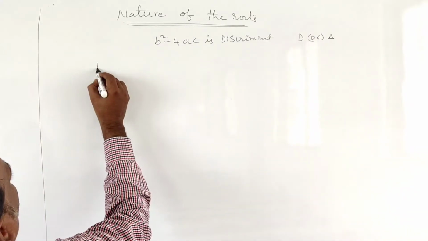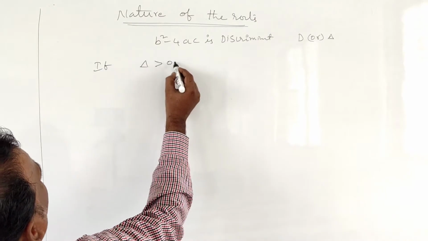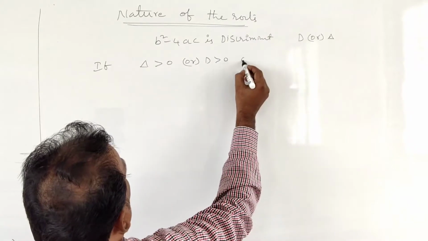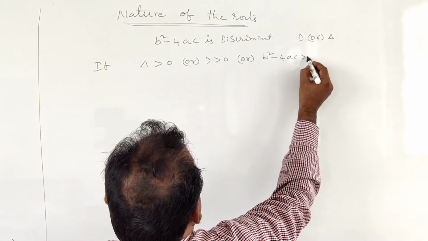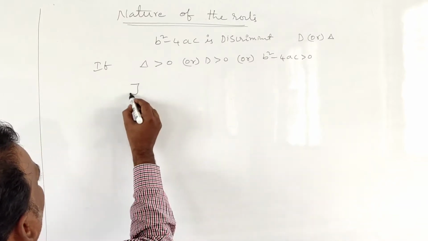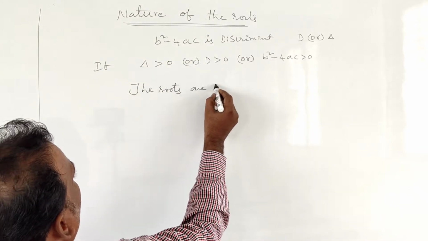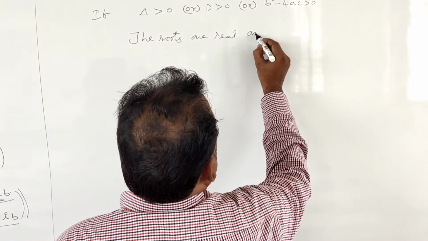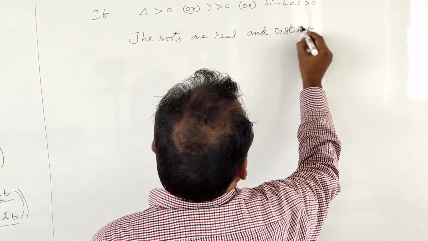If delta is greater than 0, or capital D is greater than 0, or b square minus 4ac is greater than 0, the roots are real and distinct. What is meant by distinct? Distinct means unequal.